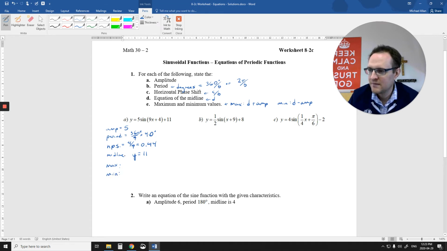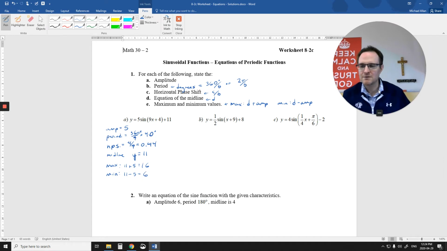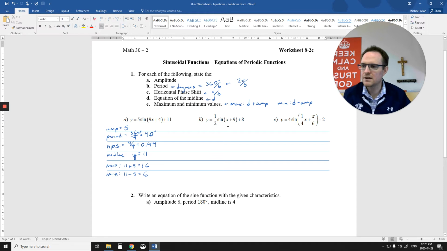Okay, so my max is going to be D, which is 11, plus my amplitude, which is 5, so that's 16. And this one's going to be 11 minus my amplitude, which is 6. There we go, looking pretty good. Okay, so what I'm going to do here, I'm just going to draw a bunch of lines to organize the next part of this. All right, so here we go.